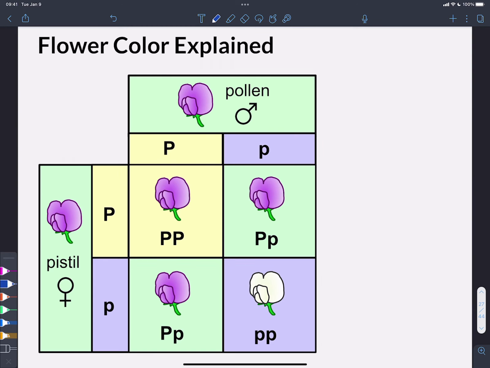And so let's go in and let's see if we can use our modern understanding of genetics in order to understand what was going on in these crosses.